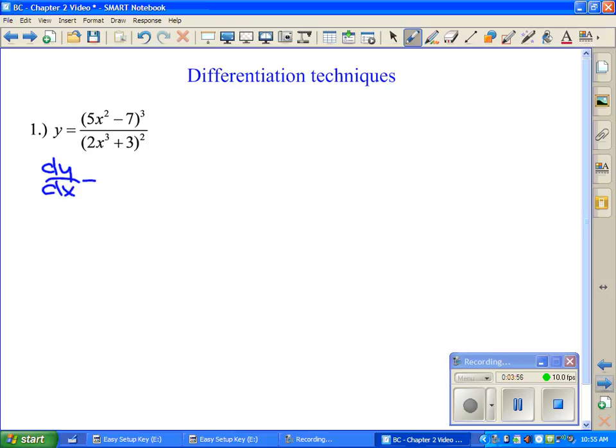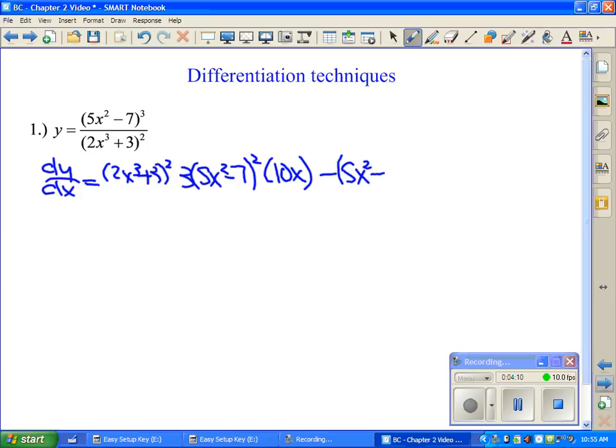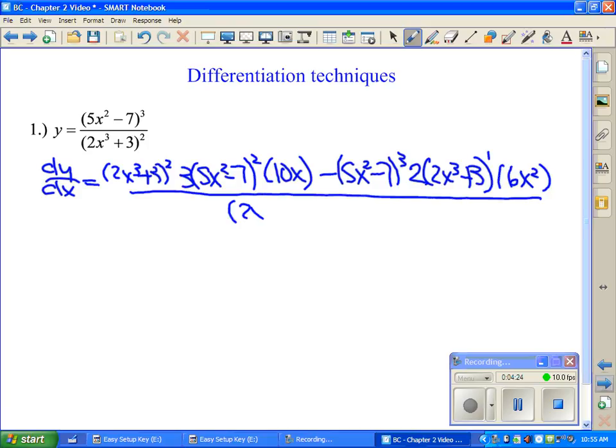So our bottom function times the derivative of the numerator, 5x squared minus 7 squared, and then the derivative of the inside for our chain rule, minus our top function, 5x squared minus 7 cubed, times the derivative of our bottom, 2x cubed plus 3 to the first power, times the derivative of the inside, which is 6x squared, all over the denominator squared. Right, so just to review, simplifying doesn't mean we're going to multiply it out.